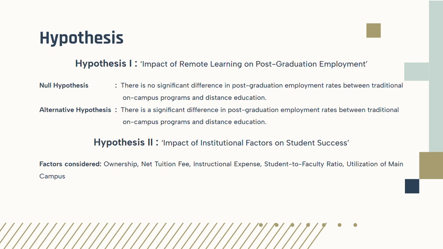Focusing on particular institutes, we have institutional factors for the impact on student success. We'll be considering factors like ownership, net tuition fee, and instructional expense, basically the factors which make an institution favorable for student success. Here, student success we are defining by the median of earnings post completion of graduation after 1 year and after 4 years. 4 years because we are also focusing on the long-term success of a student.